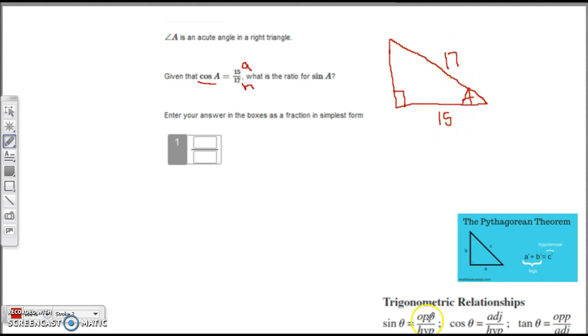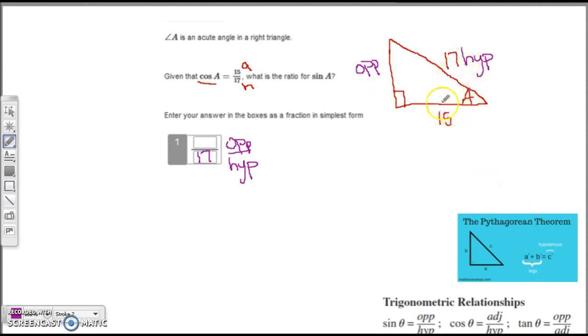And I want to know the sine of A. Well, the sine is the opposite over the hypotenuse. So that's what I'm going to try to fill in here. I'm going to try to do opposite over hypotenuse. I know the hypotenuse is 17. What I don't know yet is the opposite side. Well, that's where Pythagorean theorem comes in.